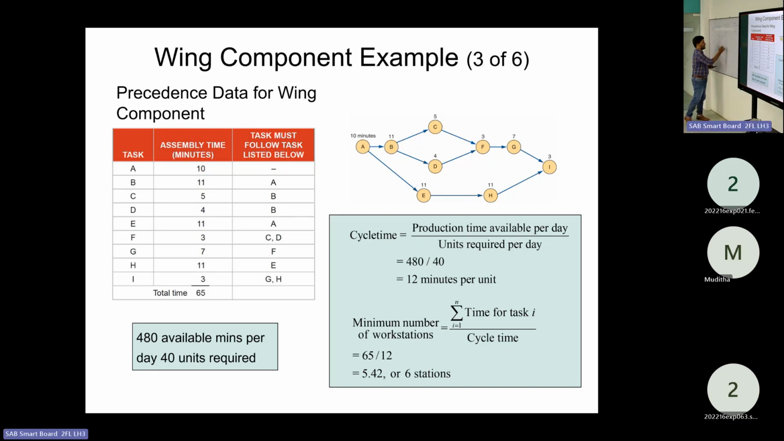So we prioritize B and assign B to workstation 2, which requires 11 minutes. After that, we have only 1 minute. Can we accommodate any task? No, we can't. So that becomes idle time at workstation 2, and we move to workstation 3.